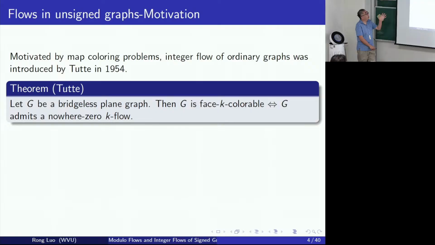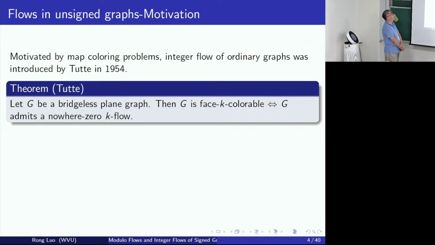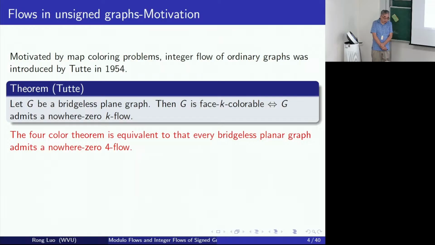Tutte proved that for a bridgeless plane graph, it is k-colorable if and only if it admits a nowhere-zero k-flow. In other words, the four-color theorem is equivalent to saying that every bridgeless planar graph admits a nowhere-zero 4-flow.